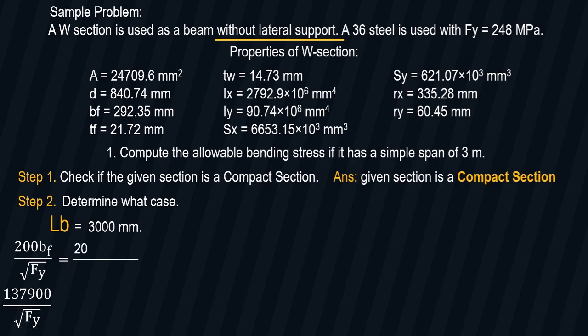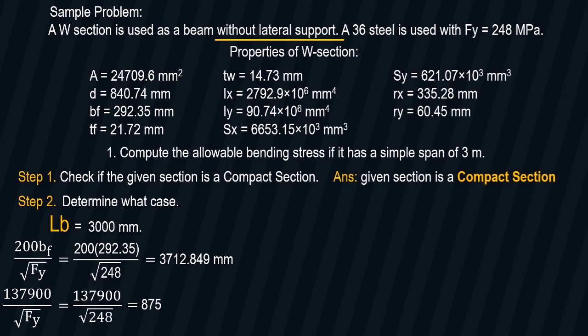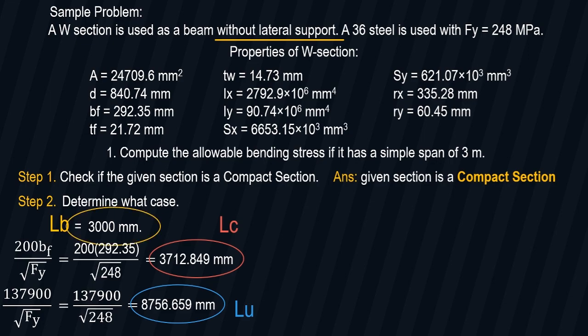For the first function, we have 200 multiplied by 292.35 over the square root of 248. The result is 3,712.849 mm. And on the second function, we have 137,900 over 248 megapascal. The result will be 8,756.659 mm. Since this one is the smaller value, that would be the value of LC. And this right here is the value of LU. And this one is the value of LB.